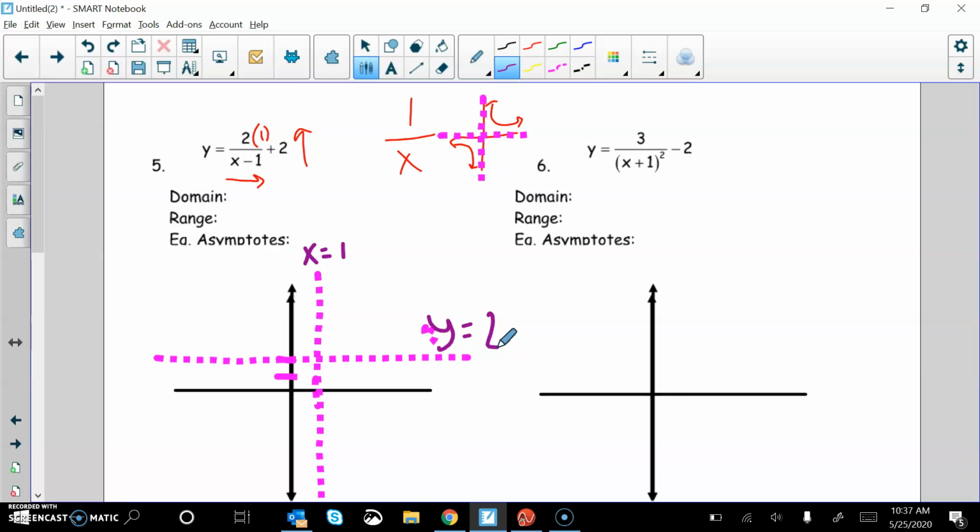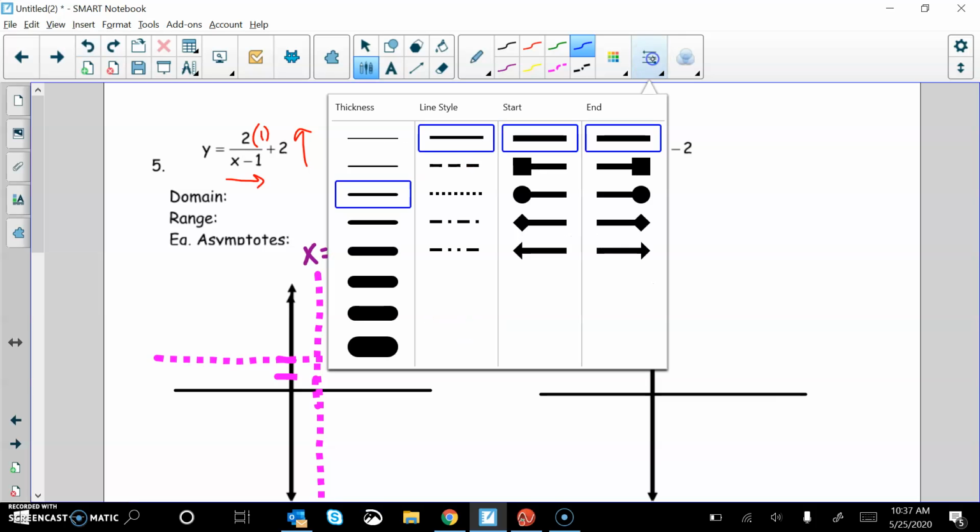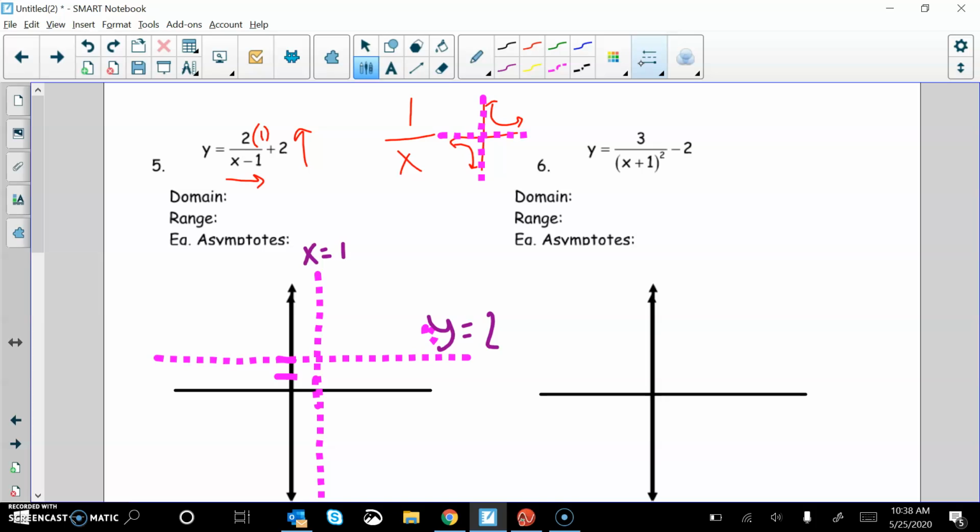There were no reflections, so the branches of this rational graph will be in the same locations. One of them will be here, one of them will be here. We just need a few points to get a more accurate picture of the graph. Domain real quick, you cannot divide by 0, so x cannot be equal to 1. If x is 1, you get 1 minus 1, which is 0, which is not good. So that's your domain, all x's except 1.